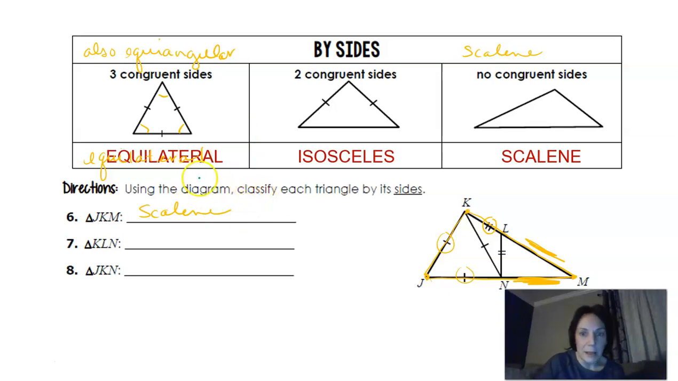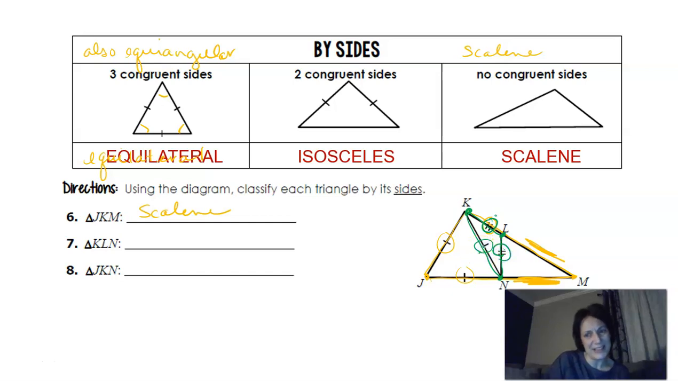All right, KLN. Okay. KLN, so that's this little triangle here in the middle. Let's take a look at our tick marks. This side has one tick mark. This side has two tick marks, and this side has two tick marks. Ding, ding, ding. Look, these two are equal. They both have two tick marks, but this guy is decidedly not.